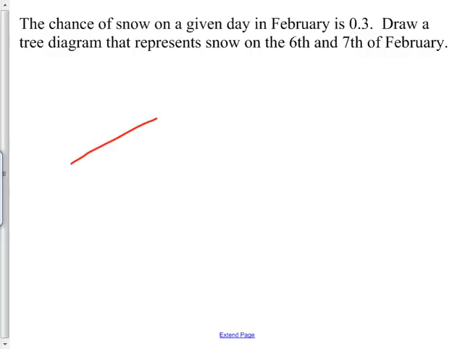Would you agree there's only two things that could happen on the 6th of February? It's either going to snow or not. Go ahead, start your chart.